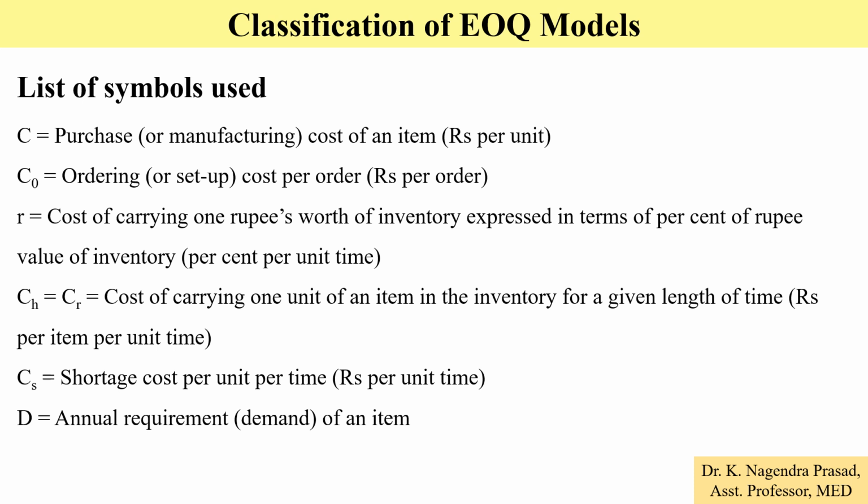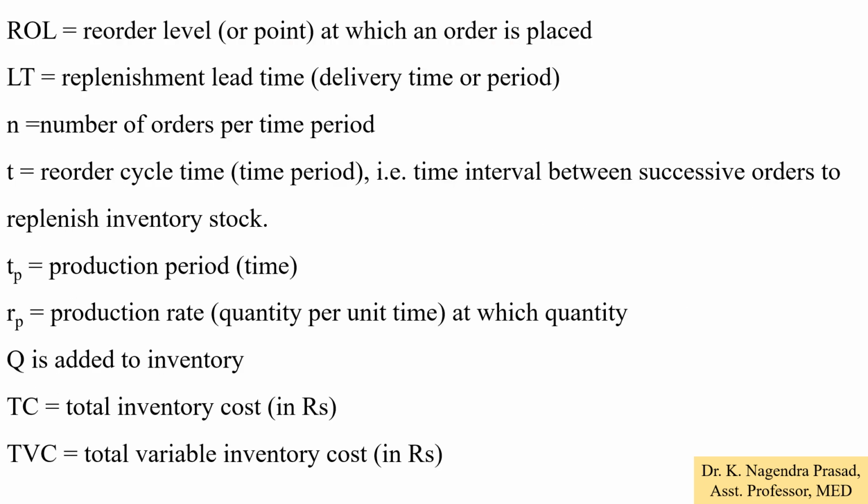CS is the shortage cost per unit time, capital D is the annual requirement of an item, and capital Q is the order quantity per order. Another symbol is ROL, the reorder level at which an order is placed. LT is the replenishment lead time, and small n is the number of orders per time period. Small t is the reorder cycle time, that is the time interval between successive orders to replenish inventory stock.